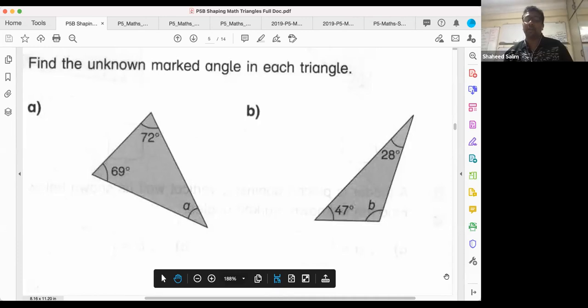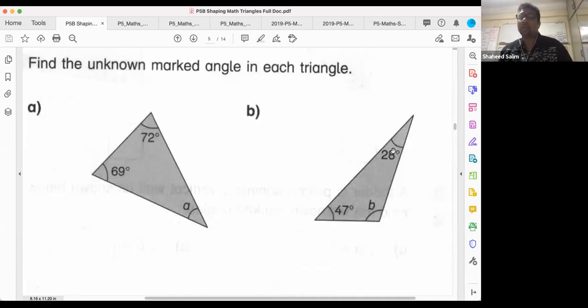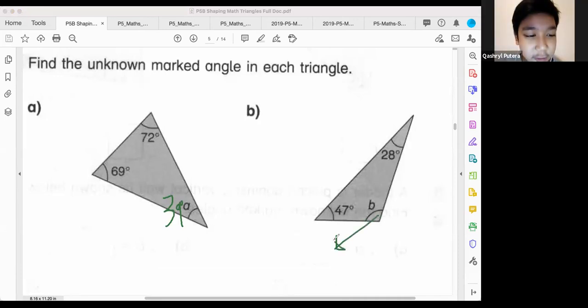Naomi, the second one is not that. You must take 180 minus 28 minus 47. You're going to be 33. Please try again. Use a calculator. Okay, we are going to move on. 180 minus 72 minus 69. What's the answer, Miss Shafia? Yes, first one is 39. 39 degrees. Second one, Shafia. 180 minus 47 minus 28. What do you get over here? 15. 15.